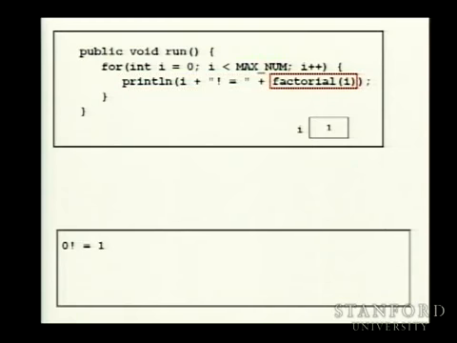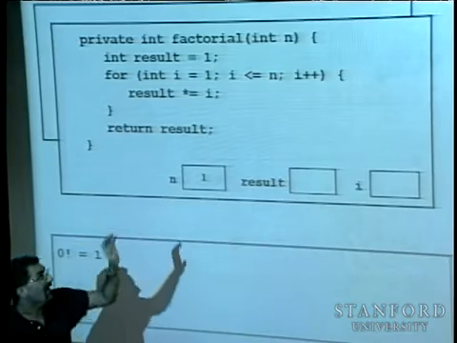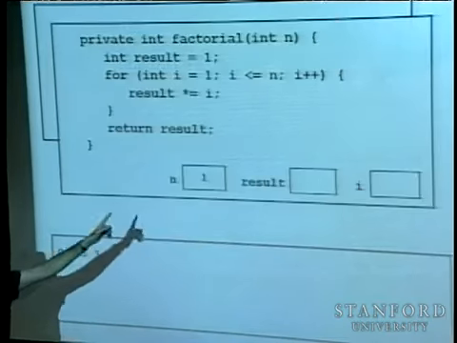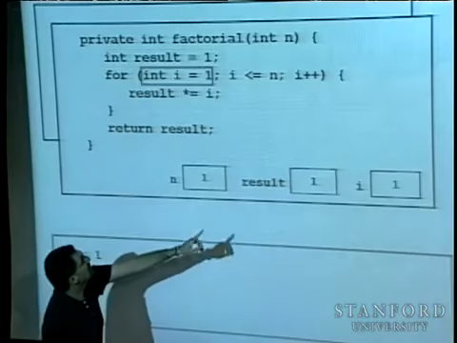It gets a copy of that 1. Where does that 1 go? That 1 goes into the parameter that it's expecting, the n. So it gets a 1, because that's the value we passed in. We passed a copy. We didn't pass I itself. I is still safe and sound over there, the actual variable I. We just got a copy of its value. That's what got passed. So here we set result equal to 1.